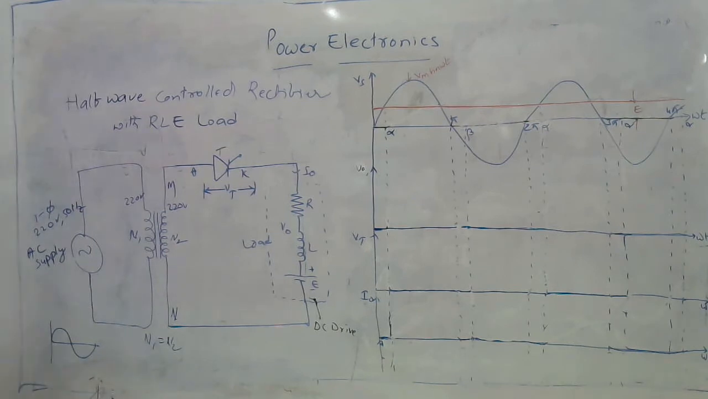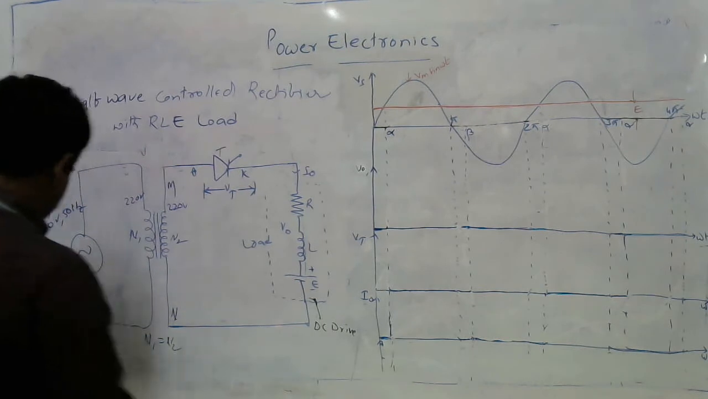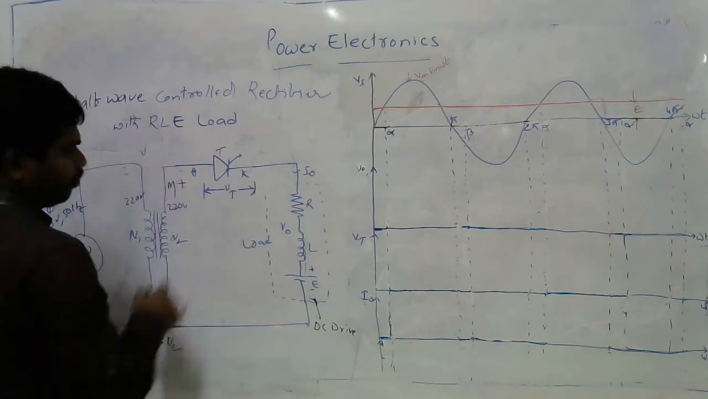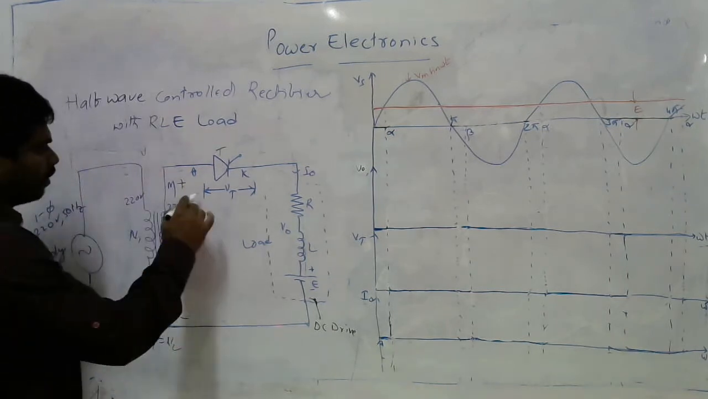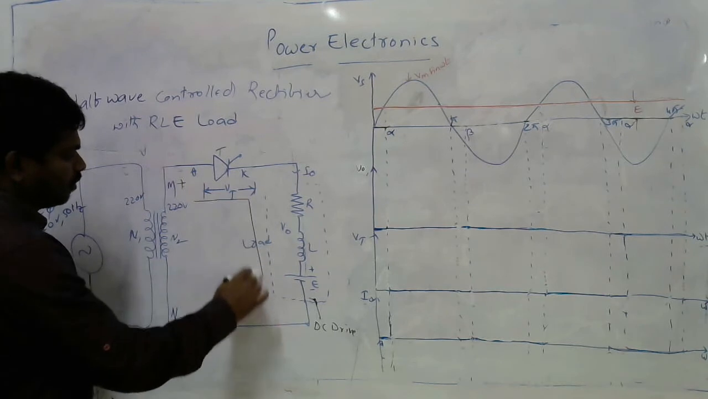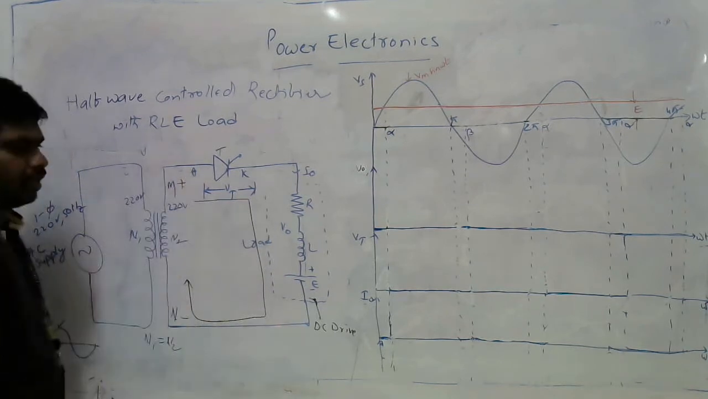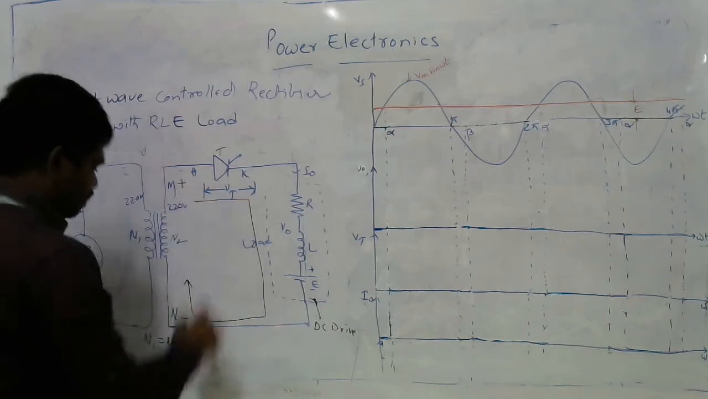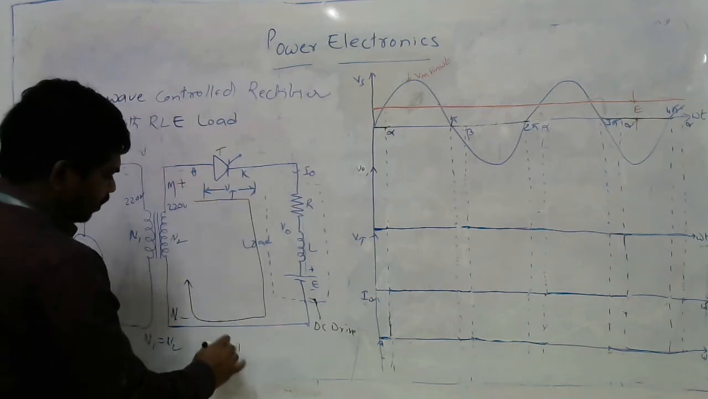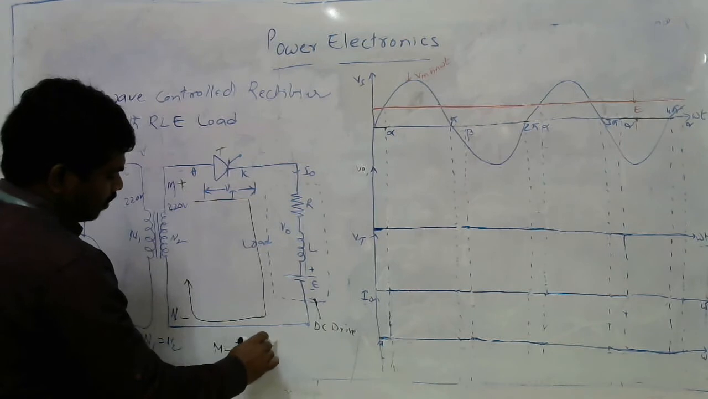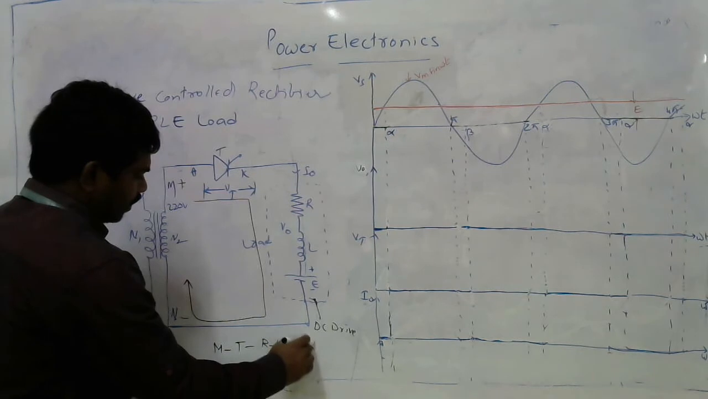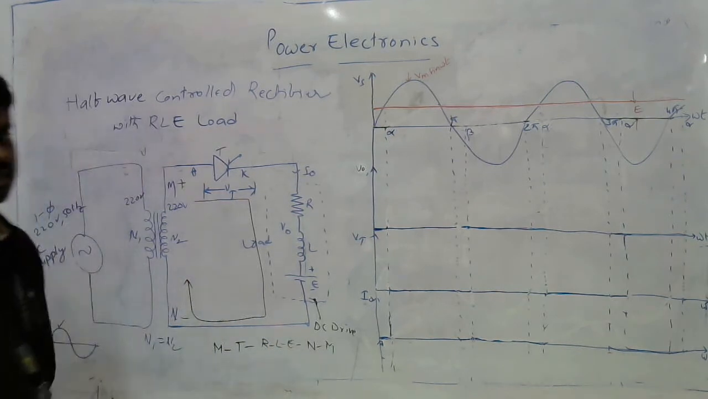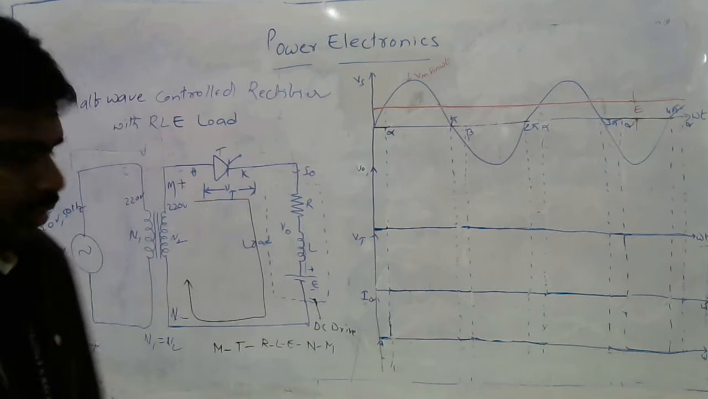Look at the operation. Whenever the positive half cycle is applied, M polarity is plus and N polarity is minus. Current comes from M through the thyristor, then the RLE load, and back to N. This is the current path during the positive half cycle of the input supply applied to this circuit.